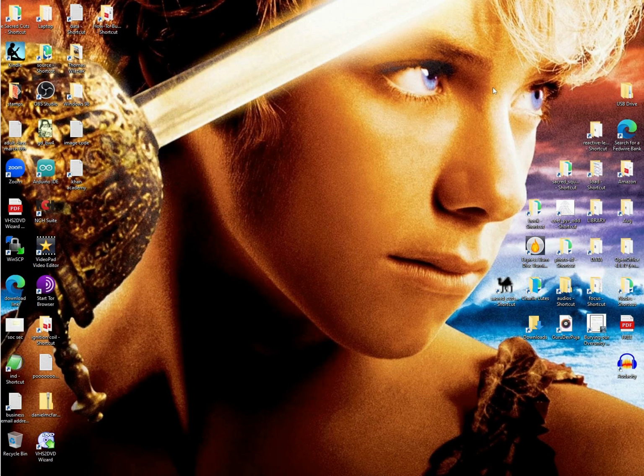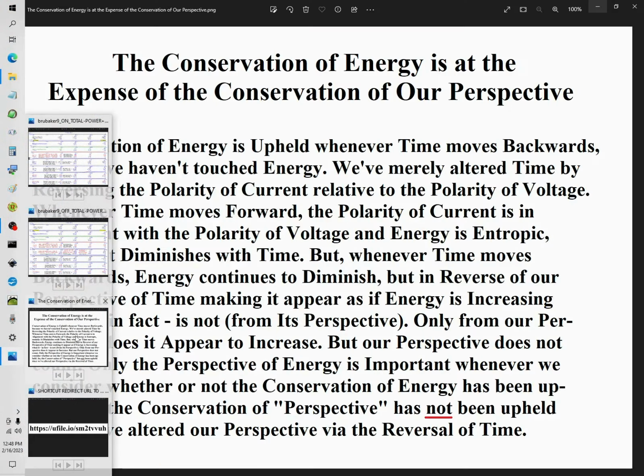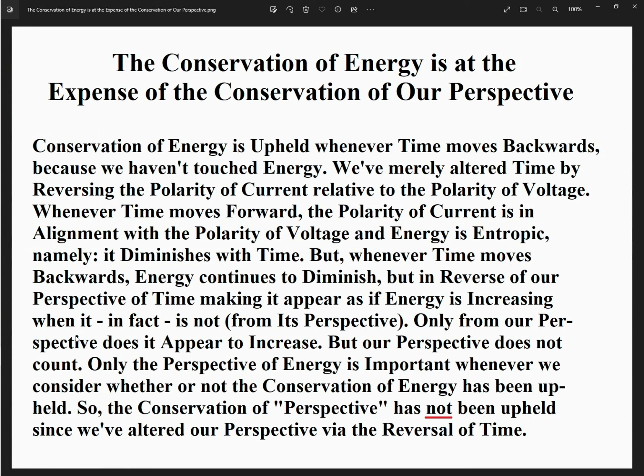Alright, so this second segment I need to add in because I forgot to say certain things. So we'll start off with this. The conservation of energy is at the expense of the conservation of our perspective. Conservation of energy is upheld whenever time moves backwards because we have not touched energy. We have merely altered time by reversing the polarity of current relative to the polarity of voltage.